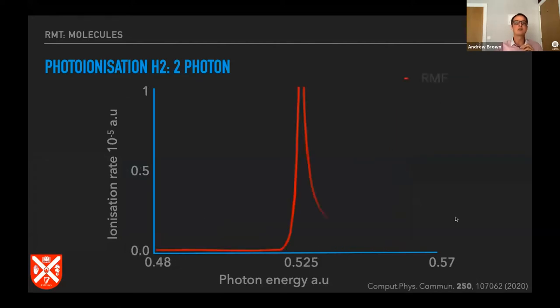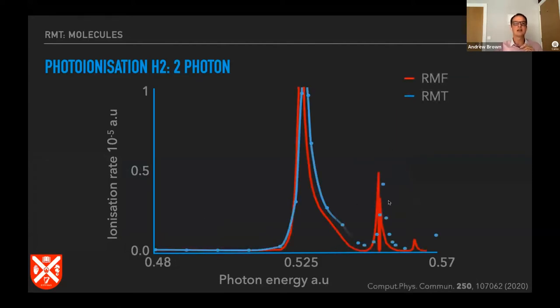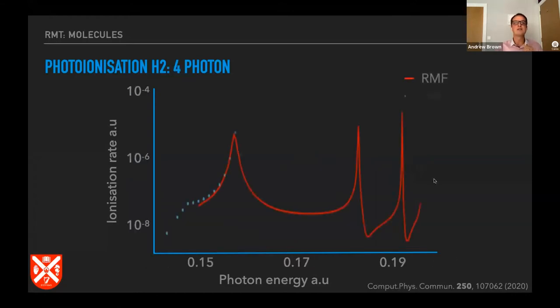So if we move up towards the one photon threshold, we've got these very large resonance structures. Again, you can see the agreement here is really nice. And even when we move to the four photon energy range, you can see that we capture all these resonances. So this is really just a proof of principle for the molecular stuff.